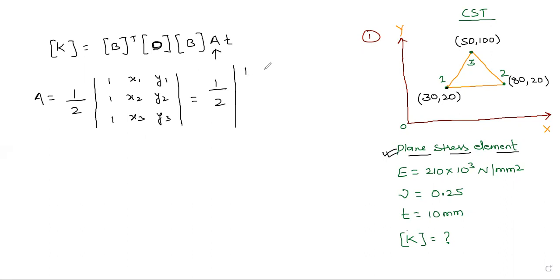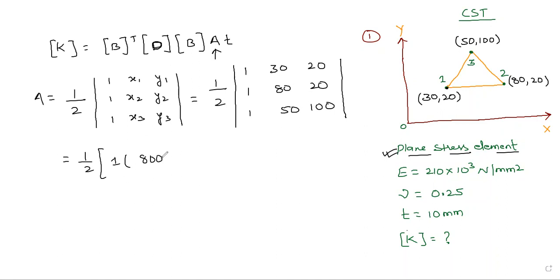determinant of 1 x1 is 30, given in the question, that is 30, right? So 1 30 20, and then 1 80 20, and then 1 x3 y3 is nothing, 1 50 100. So we need to find the area. Here just we need to solve the determinant. So let us solve. Then how we can solve this? Half will be outside. Then from here we can say, if we take this 1 outside, then 1 into 80 into 100 minus 50 into 20.